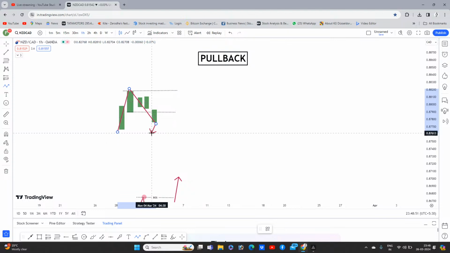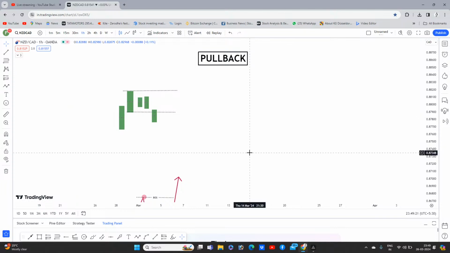But how to identify a valid pullback? For a valid pullback to happen, the market needs to break the previous candle low in an uptrend. And if a lot of candles are being formed under one big candle, then the market needs to break the low of that very candle. I hope you are understanding my point. Okay, so this is how a valid pullback looks like.